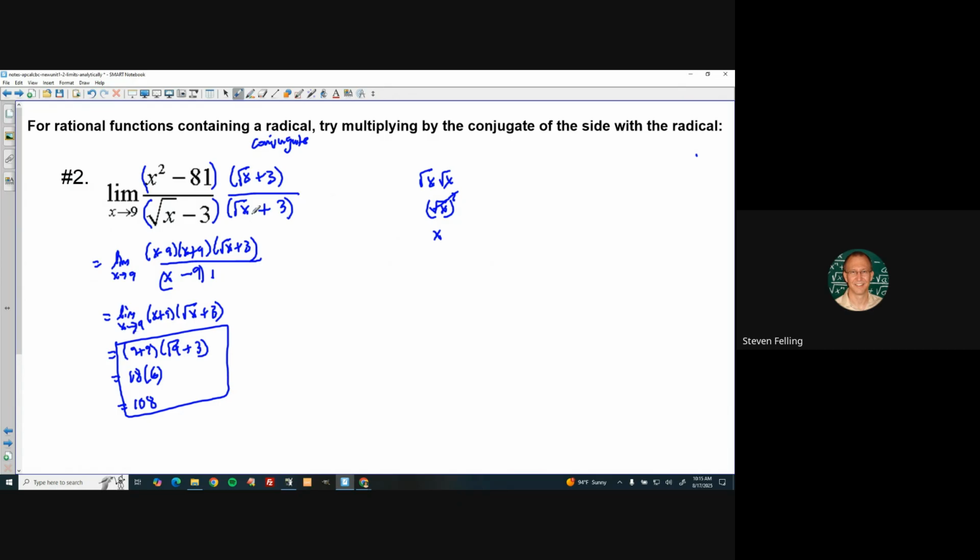So the key here is if you have a radical, try multiplying top and bottom by the conjugate of whatever side that radical appears. It will move the radical to the other side, and frequently it will result in something that will allow cancellation.